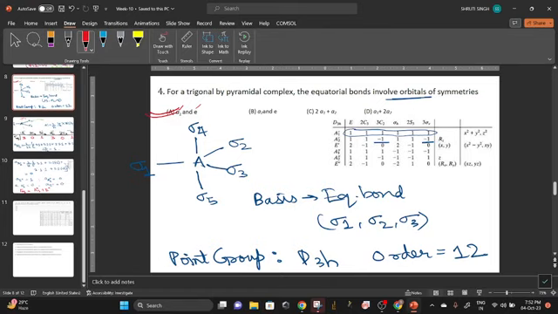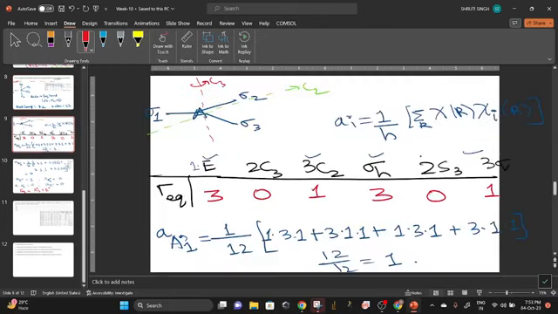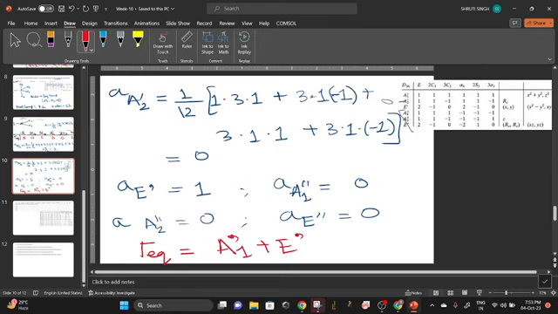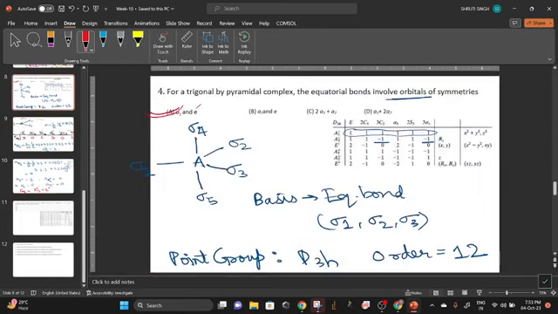So the answer given is option A, which is okay, but here it should have a dash. The dash is missing, a printing error. So our answer is not A1 plus E. The answer is A1 dash plus E dash, because of the Mulligan symbol. Okay, so this is the fourth question.